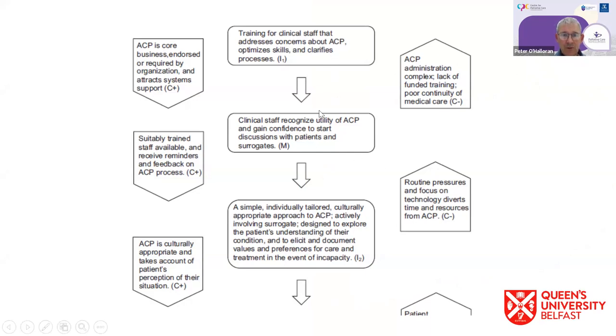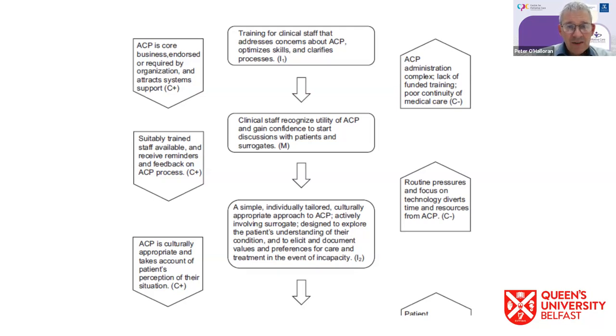First of all, we'll go down the middle here. It starts with a description of an intervention. The first thing is about training. So what we've got here is a two-stage implementation. This will be fairly common, I suspect, because it starts off with training for the staff and then moves on to what the staff do with patients and clients. Starting with the training of the staff, we're looking at training which addresses their concerns about advanced care planning, optimizes their skills, and clarifies processes.